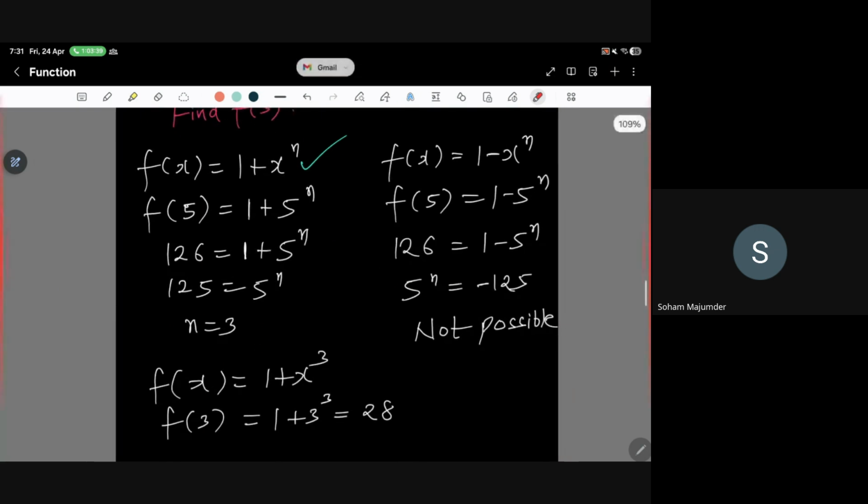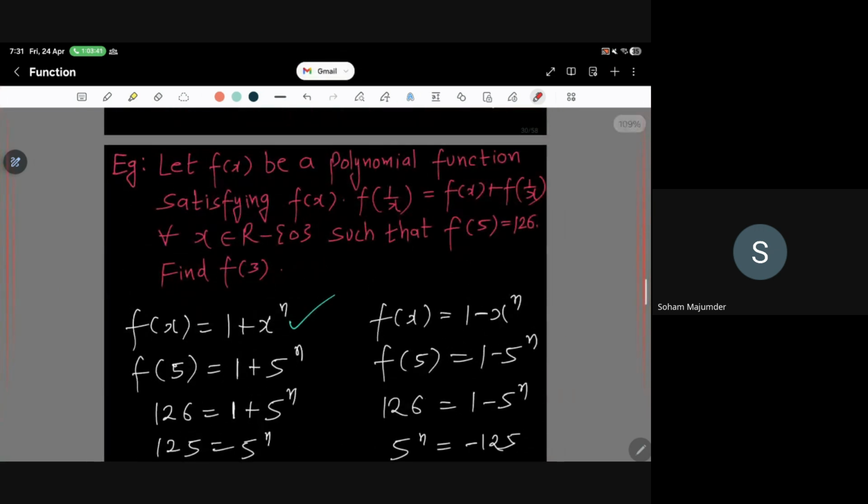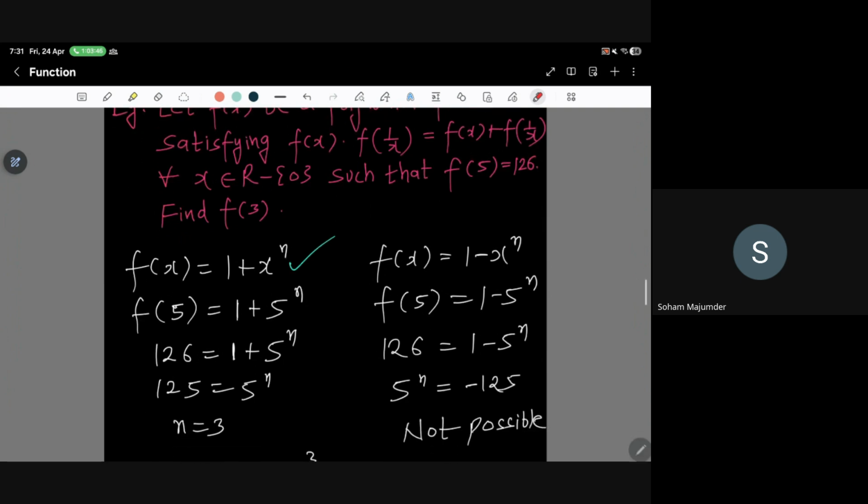So this is a very basic question on this functional equation thing. Yes, any doubt in this? How to judge which one is correct? They will always give you one of the values of the function. Otherwise it becomes impossible to judge.